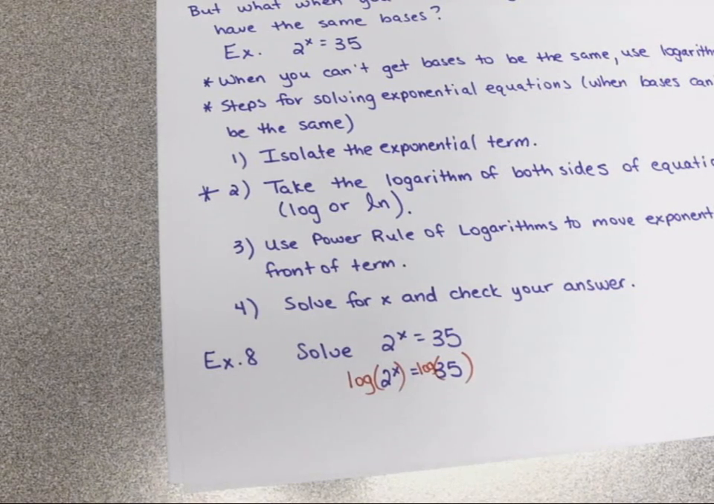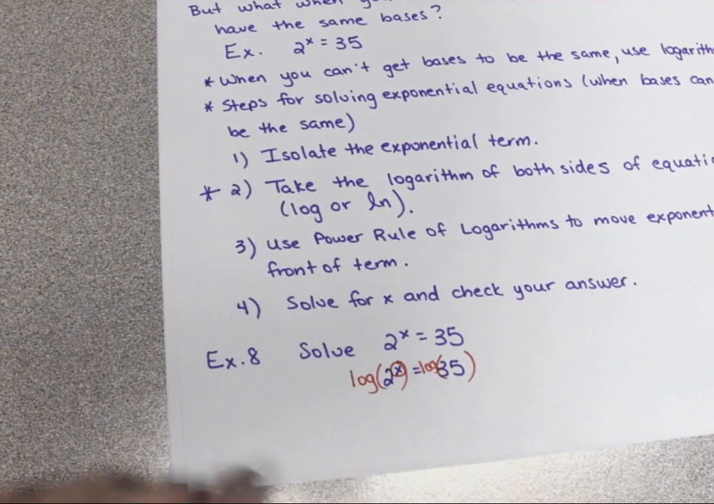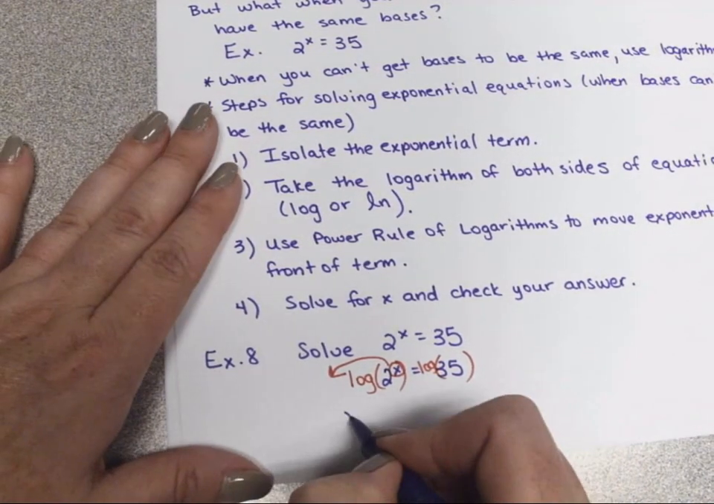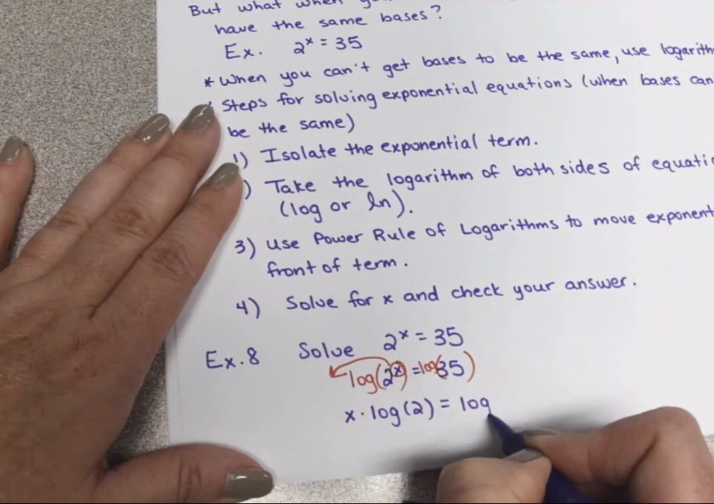And the reason we're going to do that is because the power rule for logarithms tells us what about the exponent? We get to move it where? Move to the front, okay? So this becomes x times the log of 2 equals the log of 35.